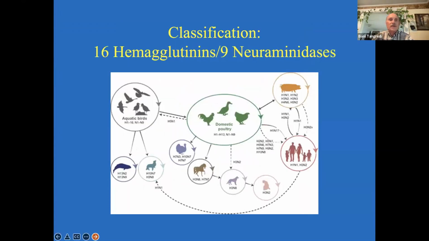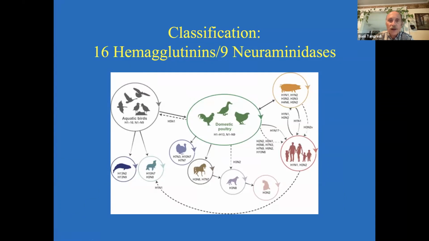So there are classified 16 of these hemagglutinins and 9 of the neuraminidases. So here, the aquatic birds, these are what they call in epidemiology the reservoir. This is where the virus lives and works and plays and evolves in the aquatic bird population. Then this can be transmitted to domestic poultry. And by the way, you are able to see here that aquatic birds contain all 16 of the hemagglutinins and all 9 of the neuraminidases.